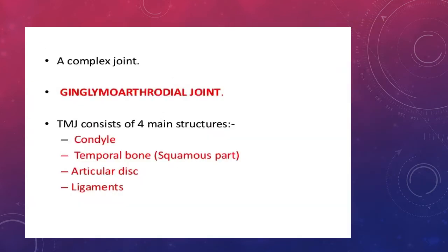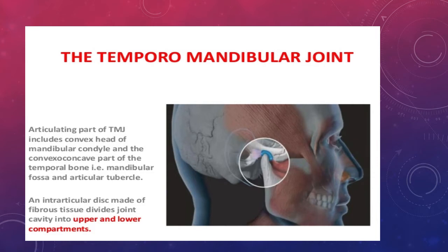The temporomandibular joint is a complex joint consisting of four main structures: the condyle, the temporal bone squamous part, the articular disc, and ligaments. The articulating part of the temporomandibular joint includes the convex head of the mandibular condyle and the concave part of the temporal bone, the mandibular fossa and articular tubercle.